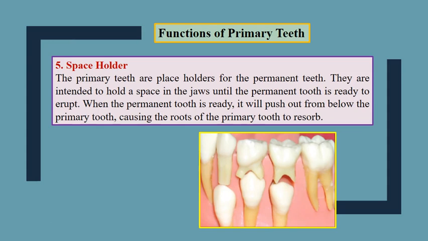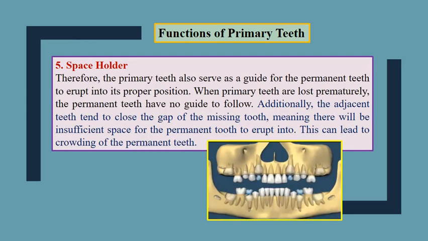When the permanent tooth is ready, it will push out from below the primary tooth, causing the root of the primary tooth to resorb. Therefore, the primary teeth also serve as a guide for the permanent teeth to erupt into their proper position.